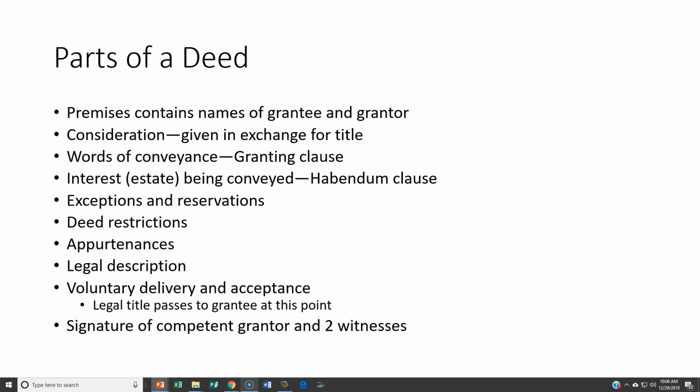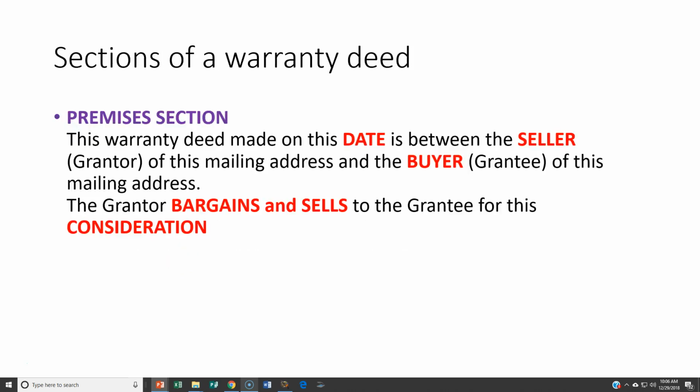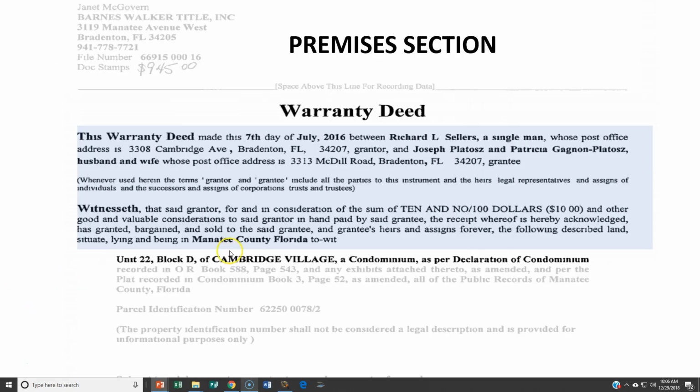You've got to have quite a few bits and pieces on a deed. We're just going to go through some of these. The first part of the deed is the premises section. Basically, this warranty deed is made on this date between the seller, the grantor of this address, and the buyer of this address. And I bargain and sell this property to the grantee, the buyer, for this consideration. And we're looking at a true deed. And this is the premises section.